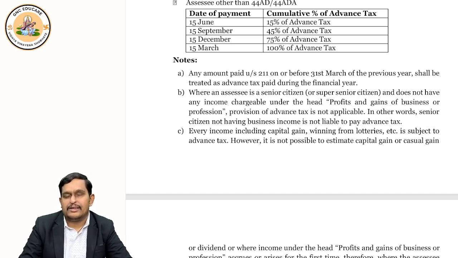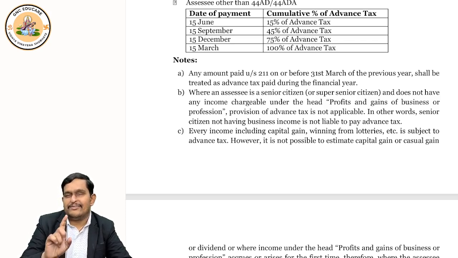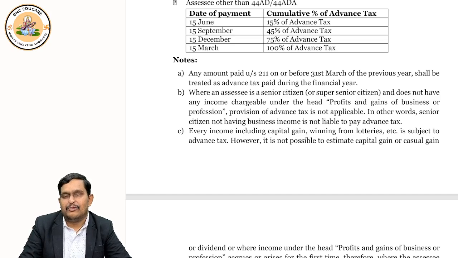Now, do you want to trouble the senior citizens? Do you want to trouble the super senior citizens? Of course not, correct? That's why the government said, okay, if they are senior citizens or super senior citizens, and they don't have business income, then for them, no liability of advance tax. I'll tell you, reasons are there, logic is there, right?